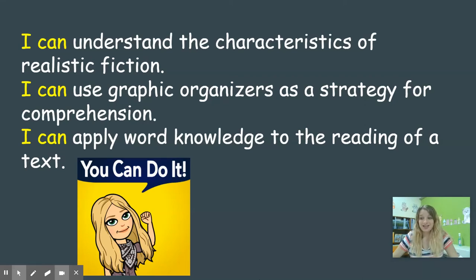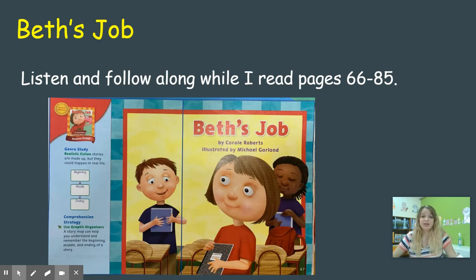So your learning targets today are: I can understand the characteristics of realistic fiction. I can use graphic organizers as a strategy for comprehension, and I can apply word knowledge to the reading of a text. All right, so you're going to listen and follow along while I read pages 66 to 85. And your story this week is Beth's Job.